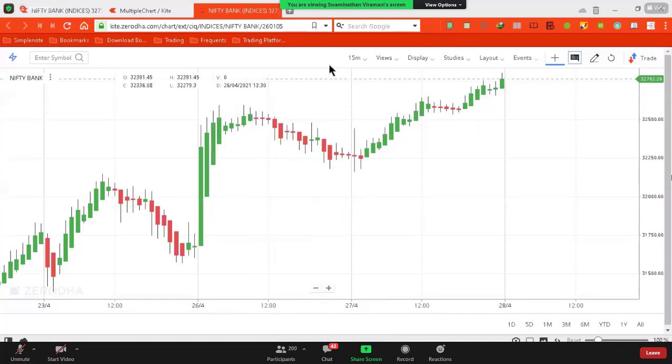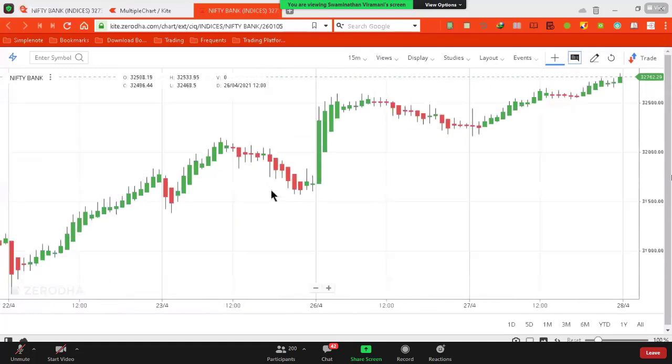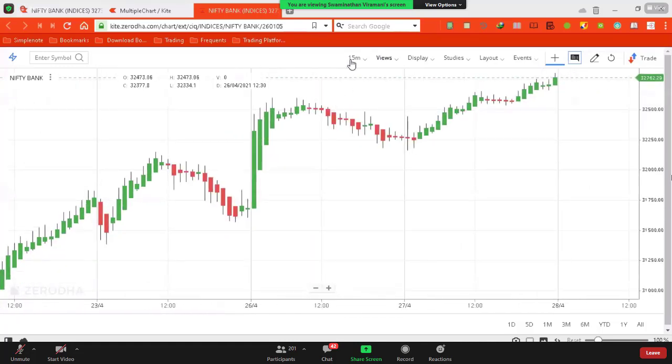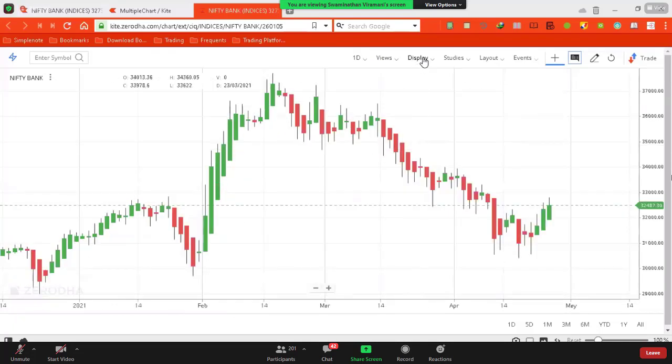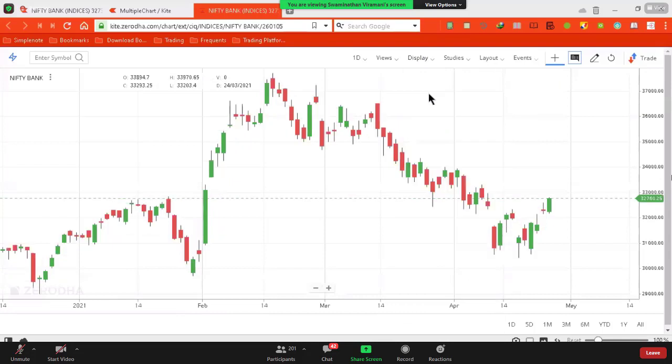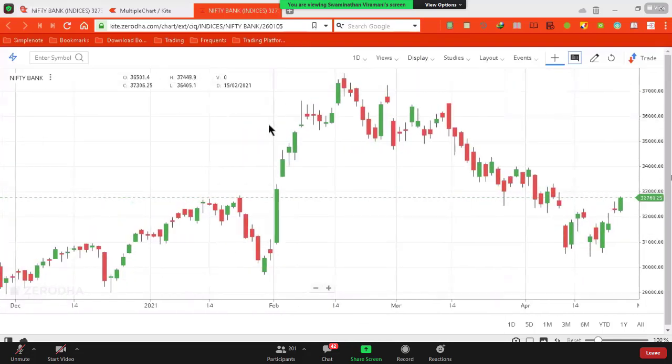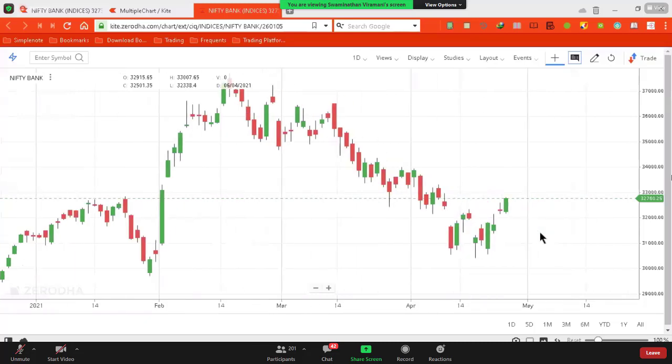Swami, sir, you talked about two methods, one on 15 minutes and one on a daily candle. So can you explain the daily candle method? Daily candle method is not a HeikenAshi method. So what I do is I look at my daily candle. I look at whether I'm in an uptrend or downtrend. For me, actually, the past trend does not matter. What the price is doing today is what matters.